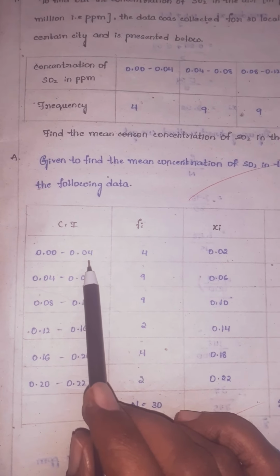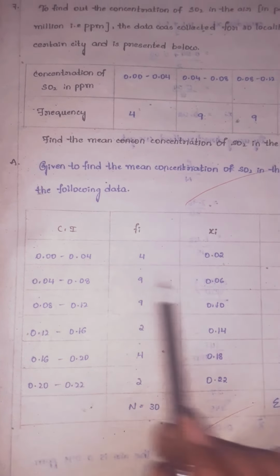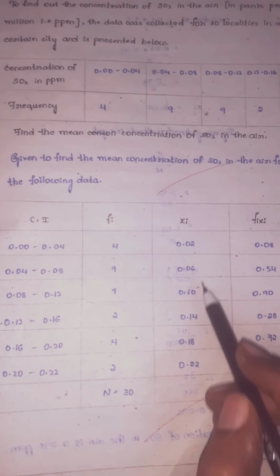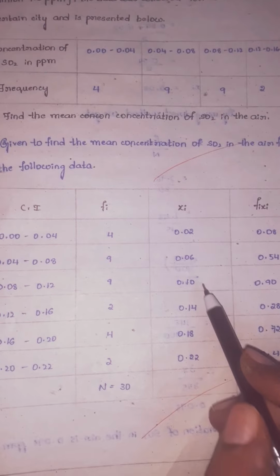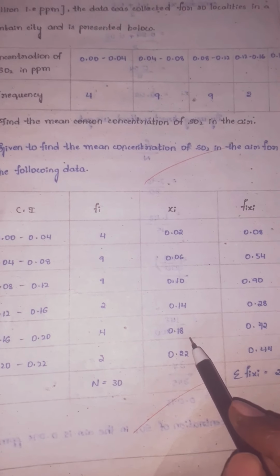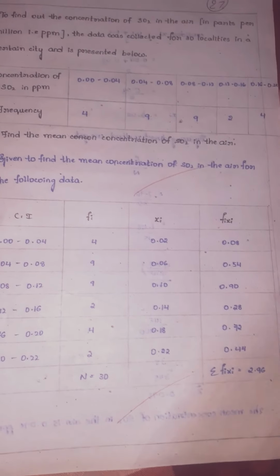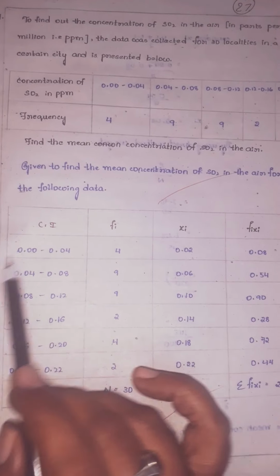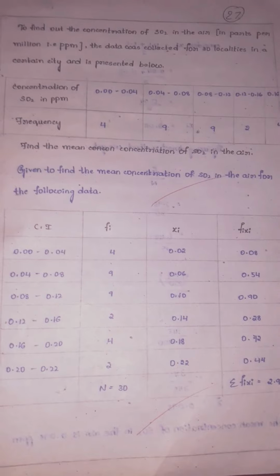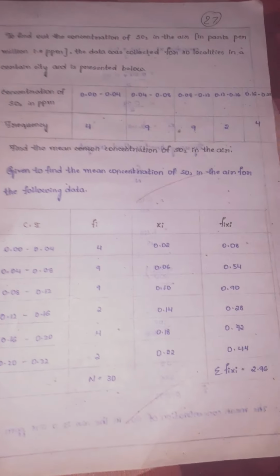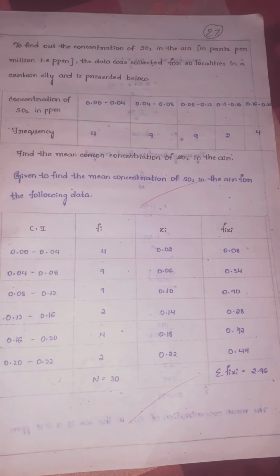So your class size is also the same, children. If you do minus, what is the size here? 0.04 minus 0.00 is 0.04. So if you add 4 here, 0.06. If you add 4, 0.10. Add 4 here, 0.14. Add 4 here, 0.18. Add 4 here, 0.22. So we'll go with the direct method, children. Whenever numbers are given with two decimals, it is complicated to do deviation and all the step deviation methods.